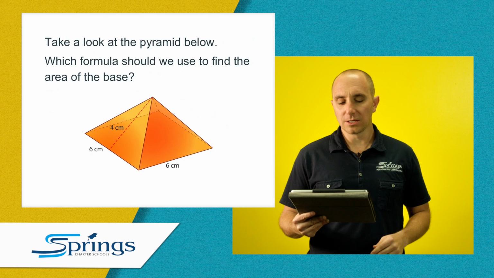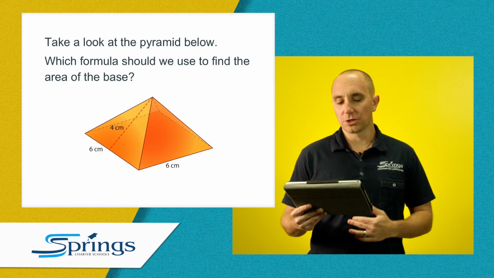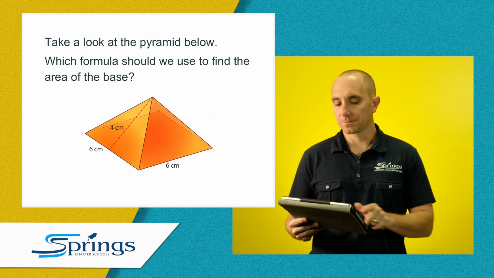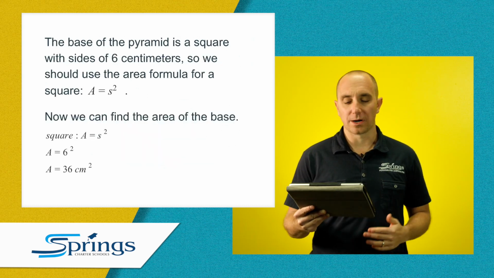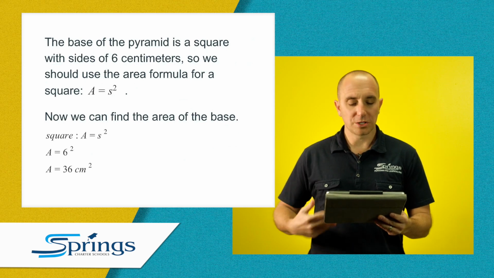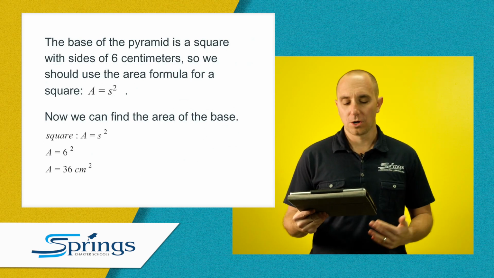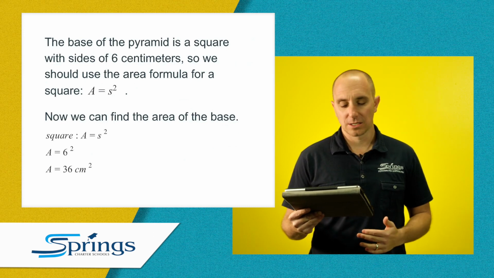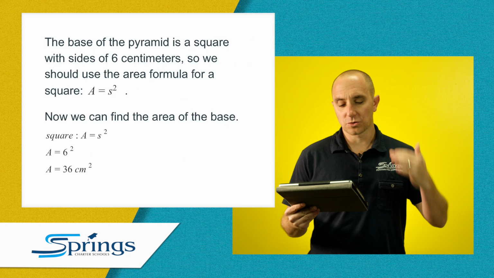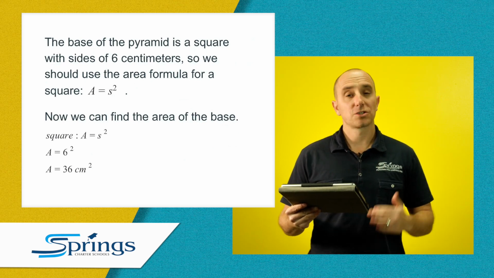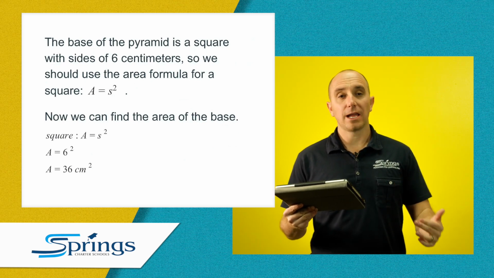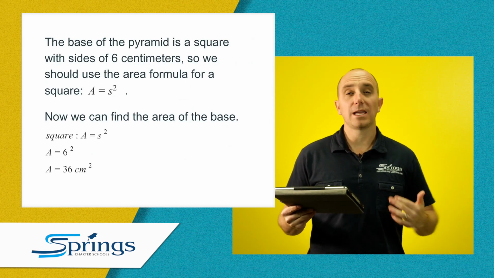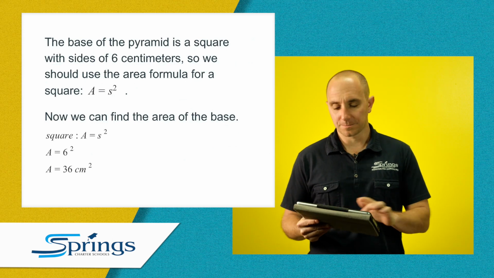Okay, so take a look at the pyramid below. Which formula should we use to find the area of the base? So think about what shape it is. Okay, so the base of the pyramid is a square with sides of 6 centimeters. So we should use the area formula for the square, which is area equals side squared. So we can find the area of the base. So we're going to plug in our 6. So we have A equals 6 squared. So then 6 squared is 36. So we have A equals 36 centimeters squared.